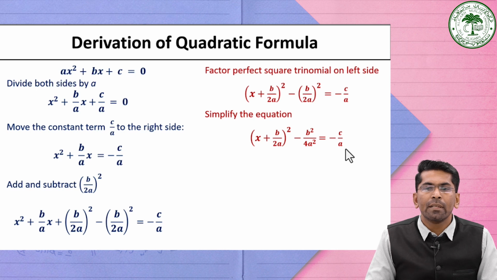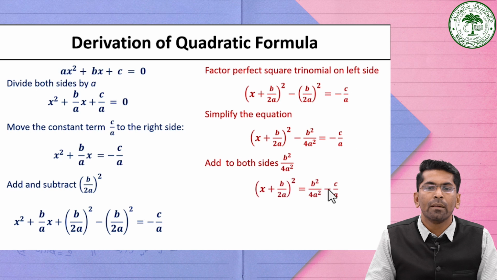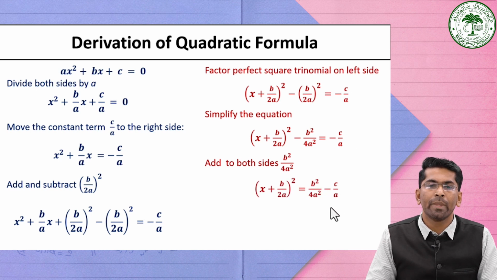Then the next step is that we want to solve for x, especially isolating the perfect square term by adding b square by 4a square to both sides. This term will be cancelled out if you add b square by 4a square to both sides, and here it will become plus b square divided by 4a square minus c by a.